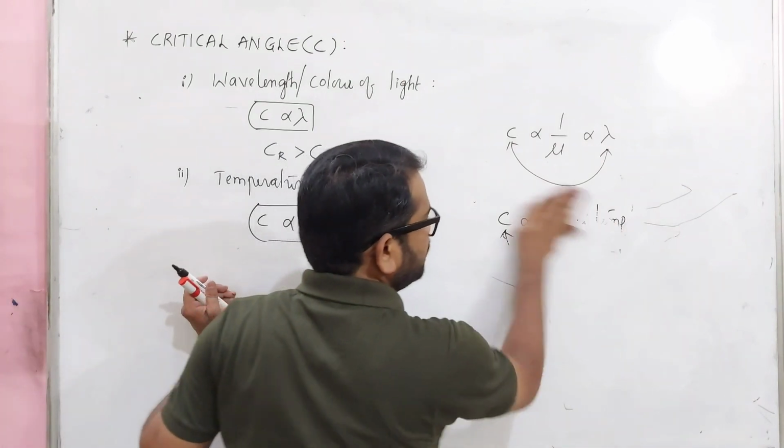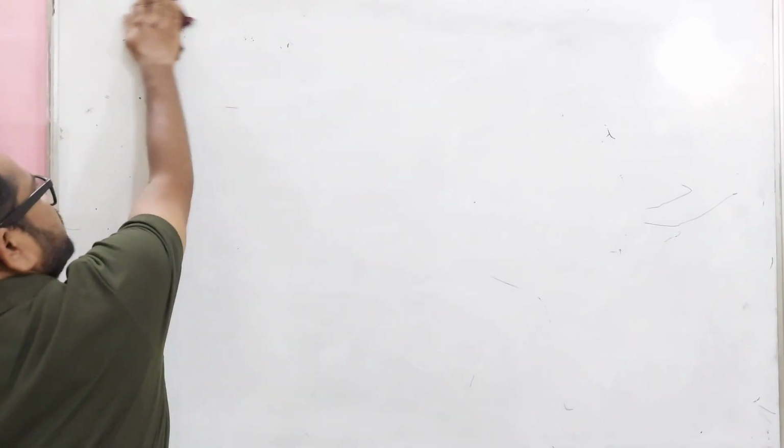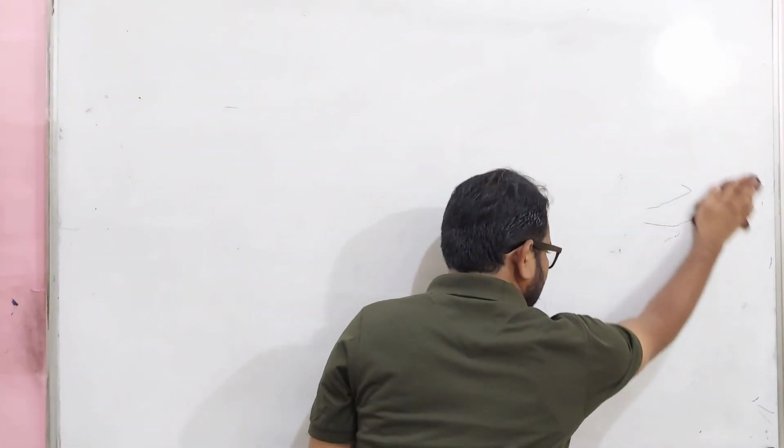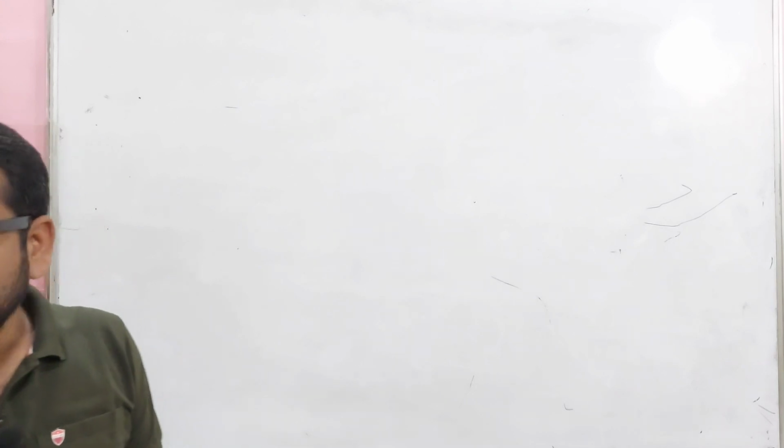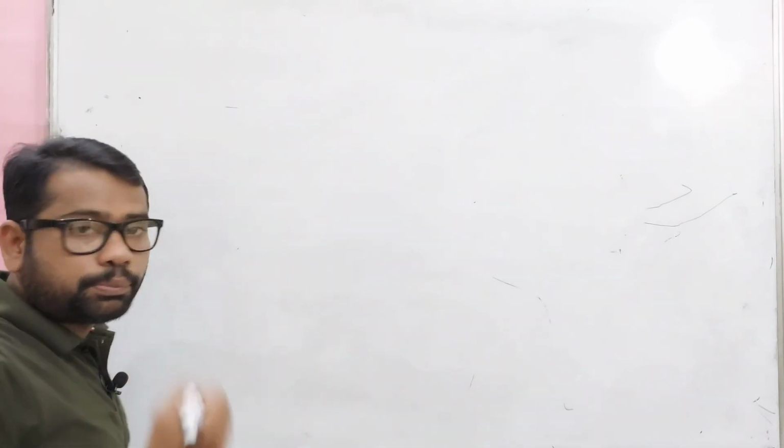Now dear children, here we will see three very important cases: when refraction can take place, when the critical angle condition occurs, and when total internal reflection takes place. We have to remember this from the examination point of view.